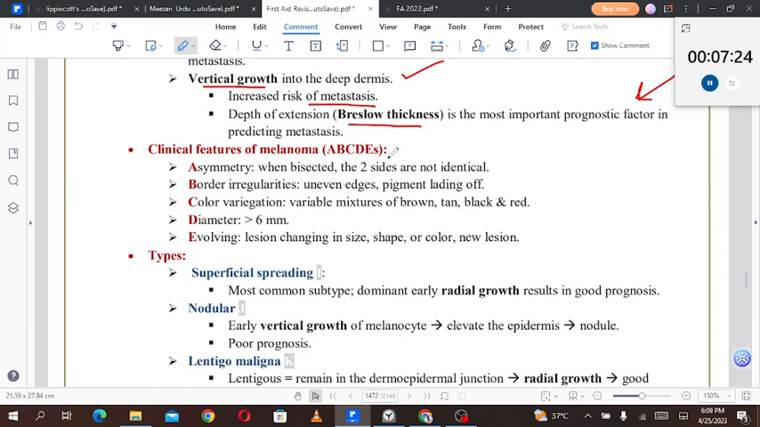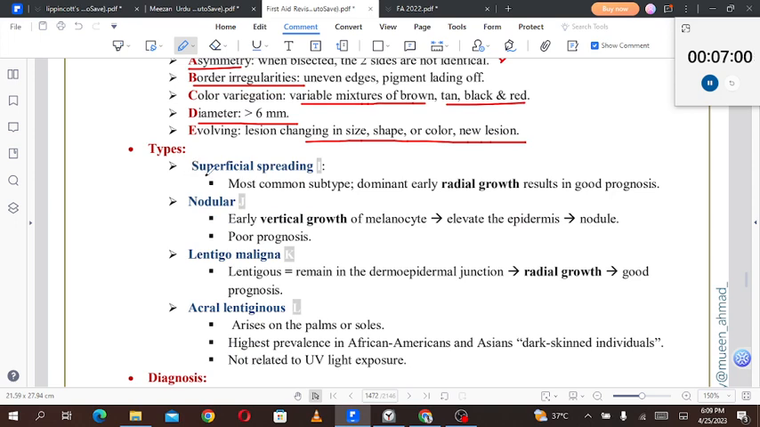The clinical picture of melanoma is ABCDE. A is asymmetry: when bisected, the two sides are not identical. We saw that somewhere back, I don't remember where, but I guess in the UWorld session. B is border irregularities, uneven edges. C is color: pigment layering with variable mixture of brown, tan, black, and red. D is diameter more than 6 millimeters. E is evolving lesion, changing in size, shape, or color. The lesion types are superficial spreading, nodular, lentigo maligna, and acral lentiginous.